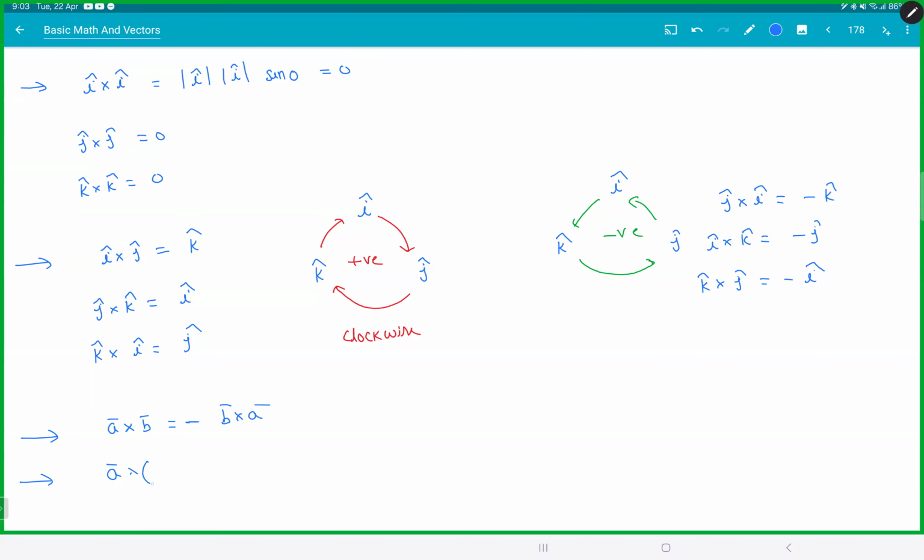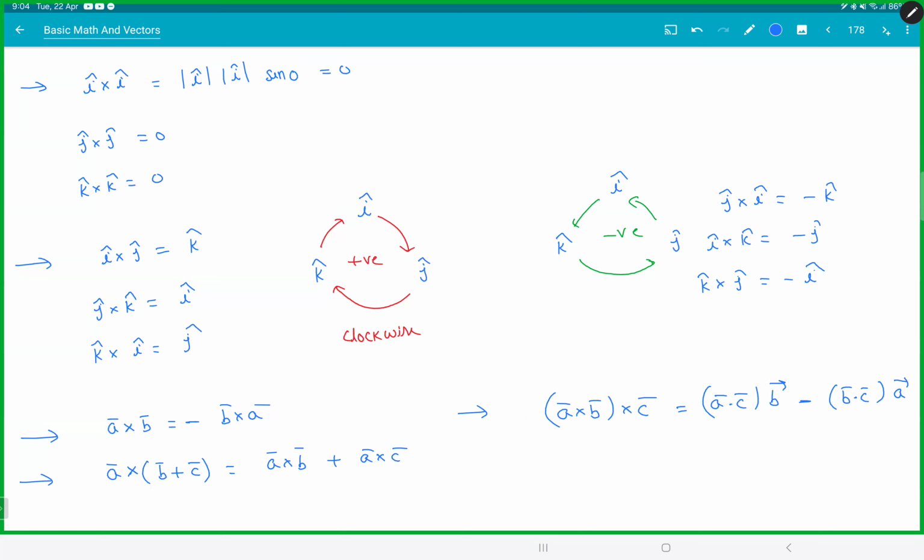If you have A cross (B plus C), you can split this. This will become A cross B plus A cross C. And if you have something like A cross B cross C, now this we don't have it. Maths sir will teach you. Just for understanding, this will become (A dot C) B bar minus (B dot C) A bar. Proof is not important, just have an idea like this. You have a full chapter on vectors in maths, they'll teach you much more in detail. For us, this much is sufficient.